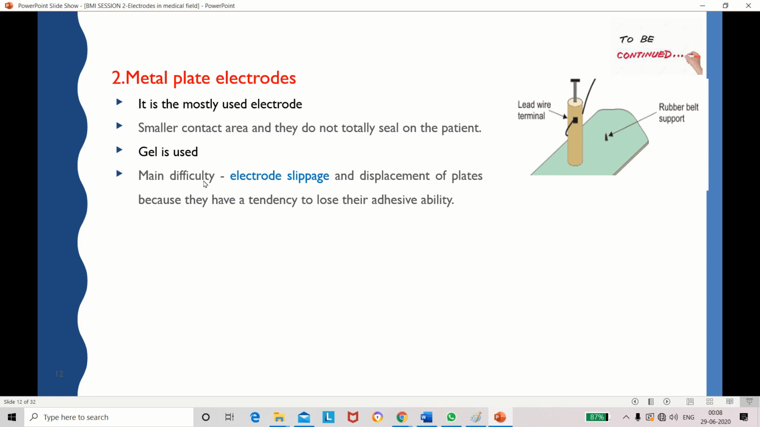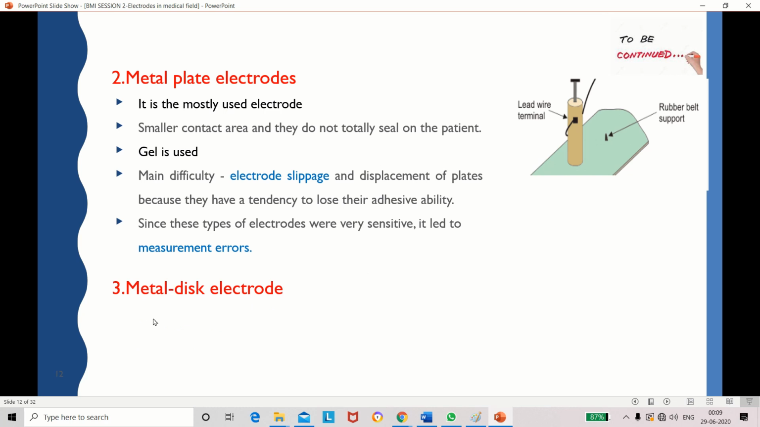The main problem in this electrode is electrode slippage. If you fix the electrode properly, we can measure the accurate signal. If the electrode is slipped, definitely we can't measure the signal properly, isn't it? There is a displacement of the electrode because it has a tendency to lose its adhesive ability. This is the main drawback of this electrode. It may lead to some measurement errors, so due to the slippage of the electrode, the measurement error may occur.